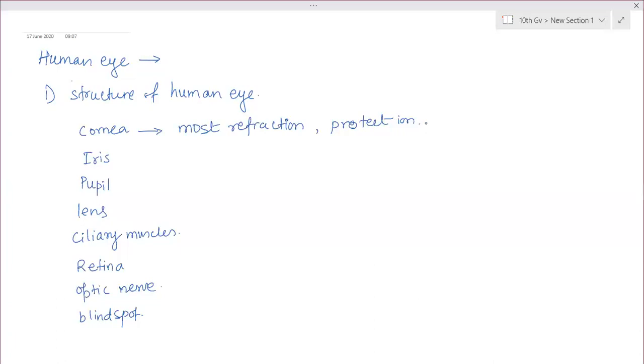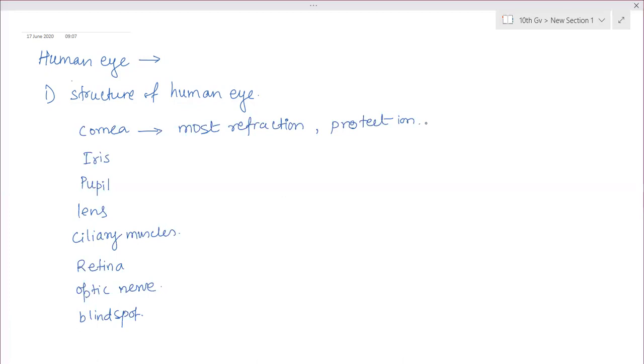When bright light falls on your eyes, the iris muscles contract and shrink the size of pupil, due to which less amount of light will enter the eye. And when there is dim light, the iris muscles relax, the size of pupil increases, and due to which more light rays enter the eye and form a clear picture on the retina.